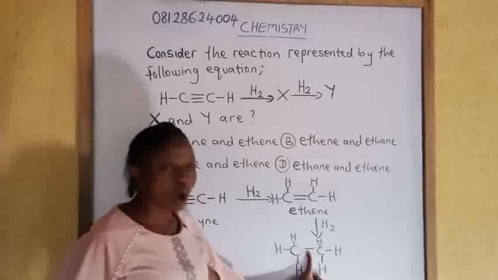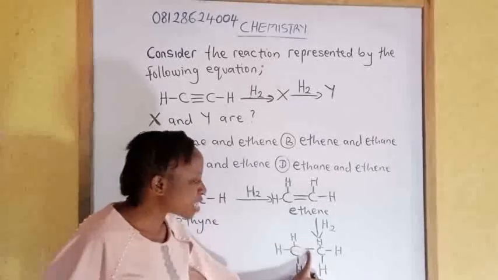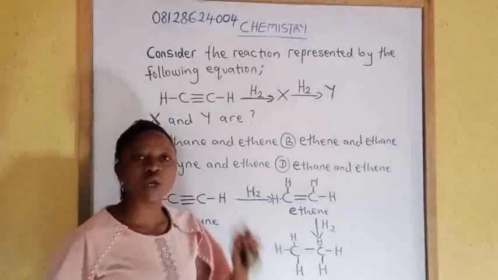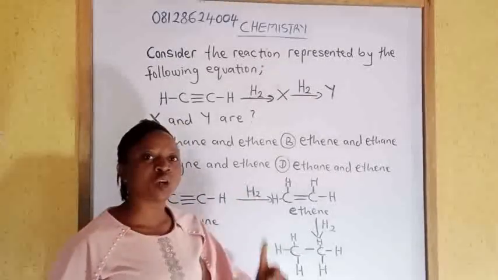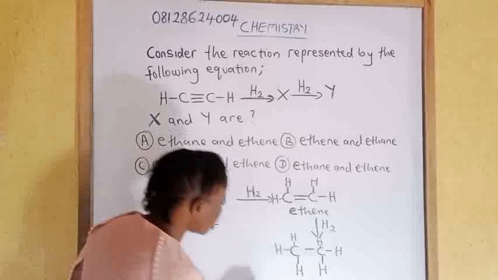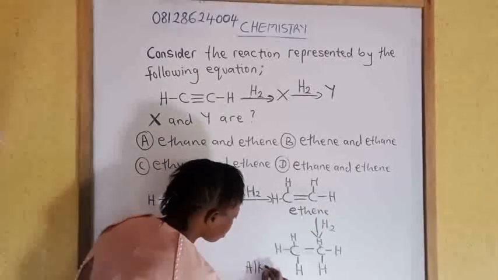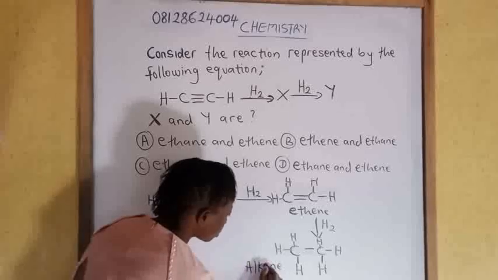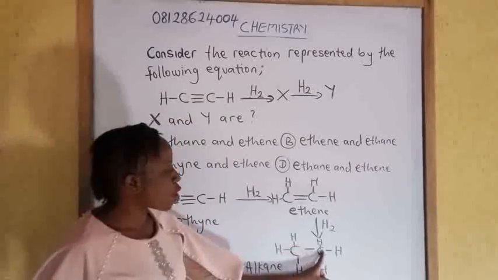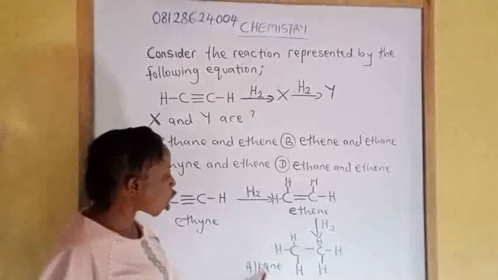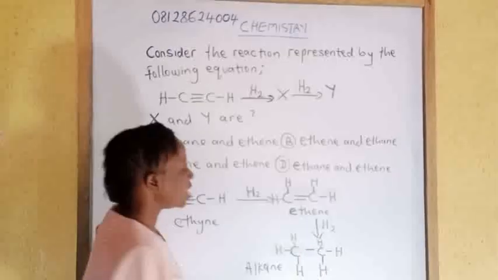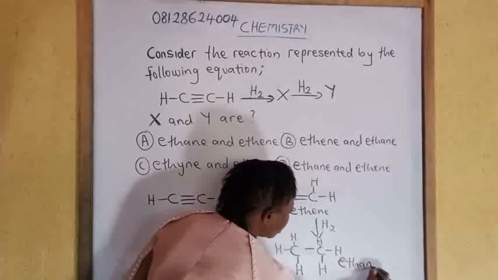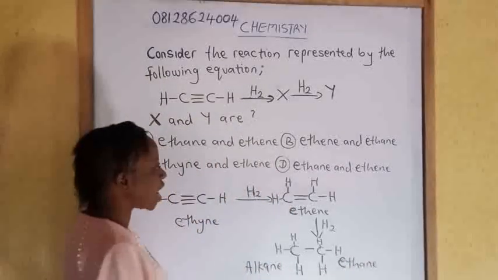So what is the name of this structure? We have a single bond in between the 2 carbon atoms. So when you have a single bond, you call it what? An alkane. This is the structure of an alkane. So we have 2 carbon atoms. That will be the second member of alkane. The second member of alkane is known as ethane.